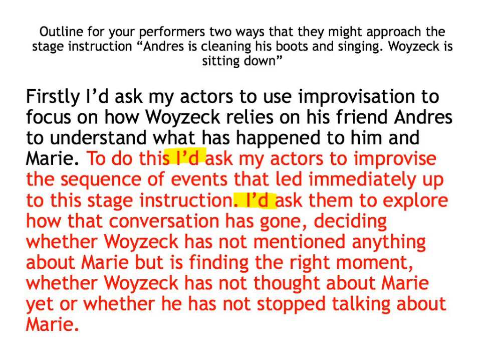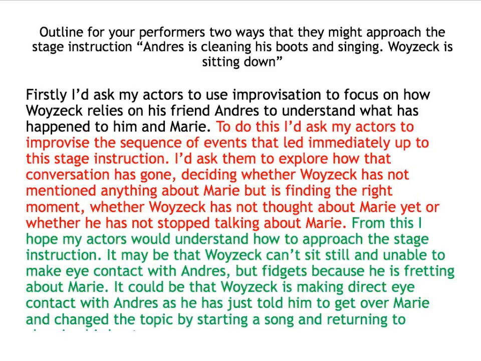And that's not really that much different to the kind of activities that we've done in our exploration of Royschek. So therefore you can be able to write some of those down in your answers. And then I'm going to finish that with, from this, I hope my actors would understand how to approach the stage instruction. So quite clearly, first of all, signposting to the examiner that this sentence here is going to link back to the point. And then I got my explanation. So it may be that Royschek can't sit still and unable to make eye contact with Andres, but fidgets because he is fretting about Marie. It could be that Royschek is making direct eye contact with Andres, as he has just told him to get over Marie and change the topic by starting a song and returning to cleaning his boots.